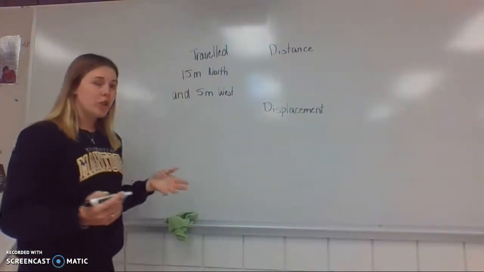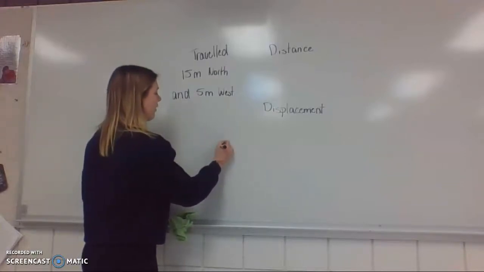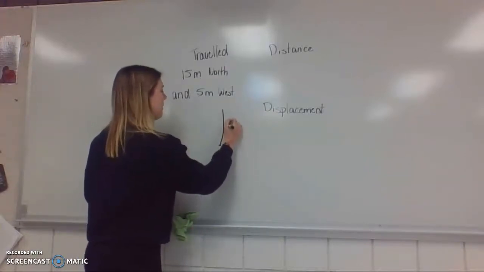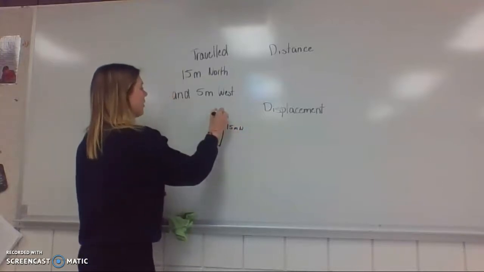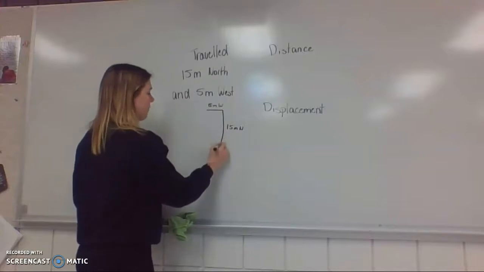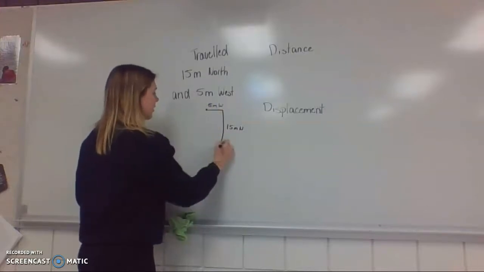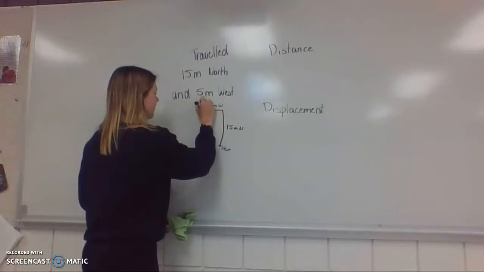So the first thing we should do is draw this out. So we started, say, at this point, we traveled 15 meters north, and then we traveled 5 meters west. Okay, so this was our start. Here is our end point.